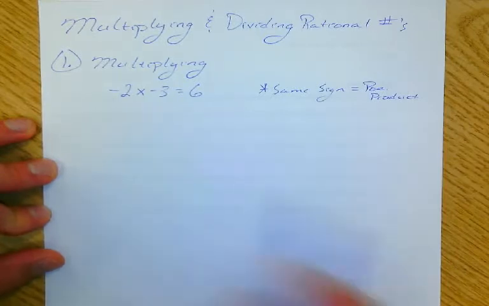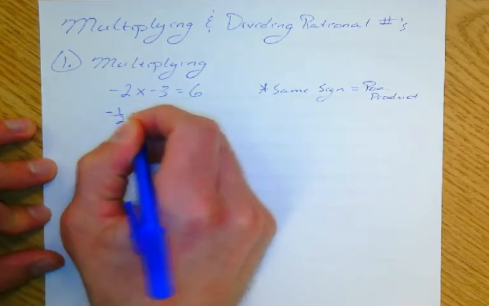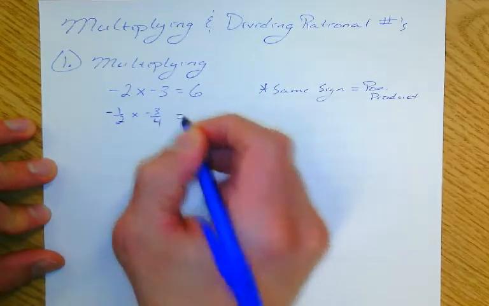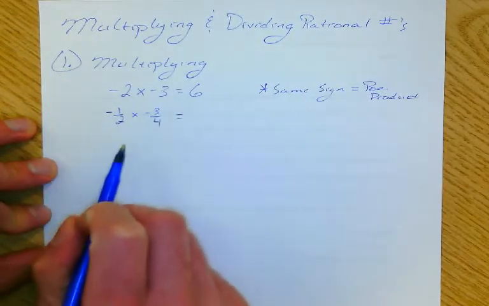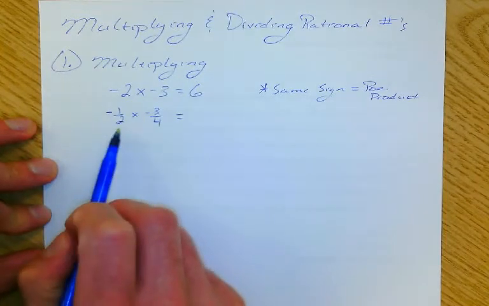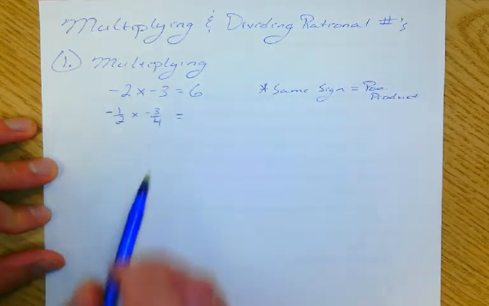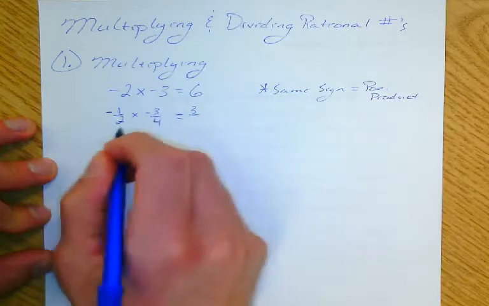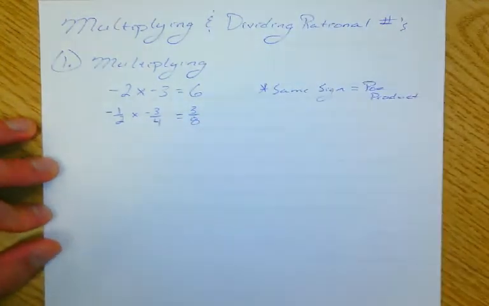What about fractions? Same rule applies. Same sign. Say we have -1/2 times -3/4. Same sign, so our product is going to be a positive. Now we're going to multiply fractions. When we multiply fractions, you can always cross-reduce. Nothing to really cross-reduce here. So let's just do 1 times 3, which is 3. 2 times 4, which is 8. So our product there is a positive 3/8.